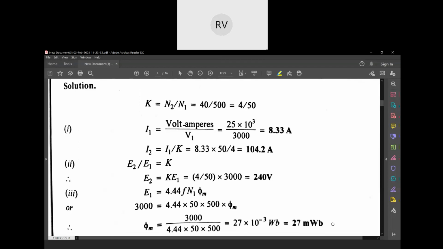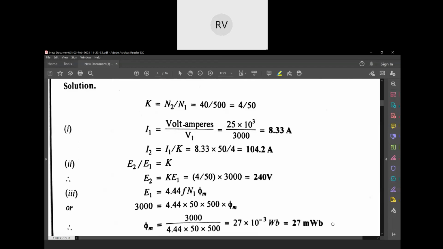After knowing the full load primary current, you can calculate the full load secondary current by just plugging in this transformation ratio. I1 by I2 is equal to K, right? And now, if you know the K value, you can just put that value into this equation and you can get the I2 value as 104.2 amperes.